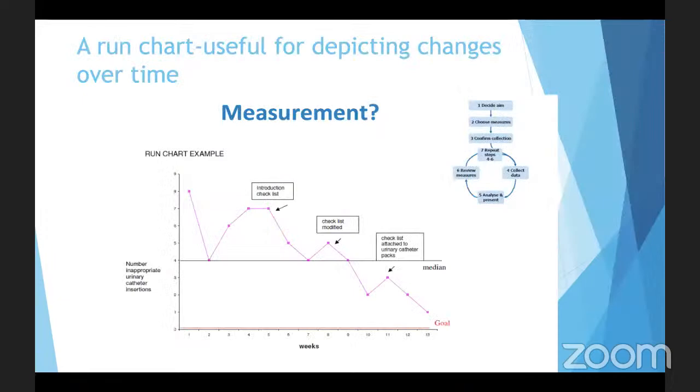So this is just a quick diagram of a run chart. As I mentioned earlier when I was talking about results, a run chart is also called a line diagram for depicting the changes.